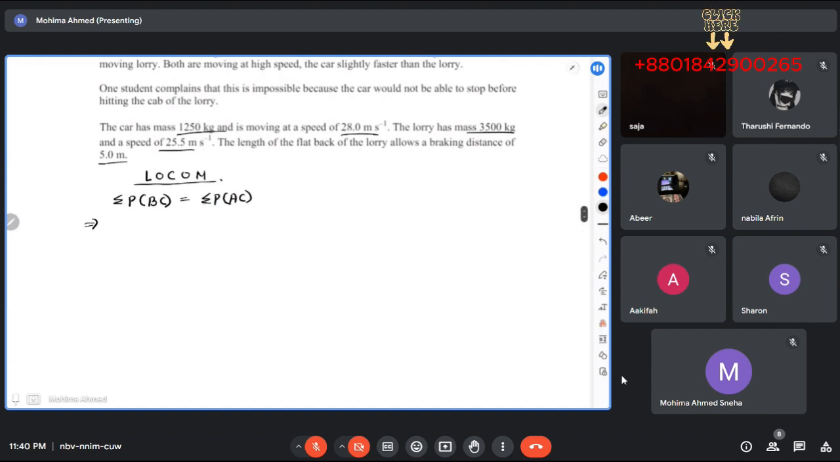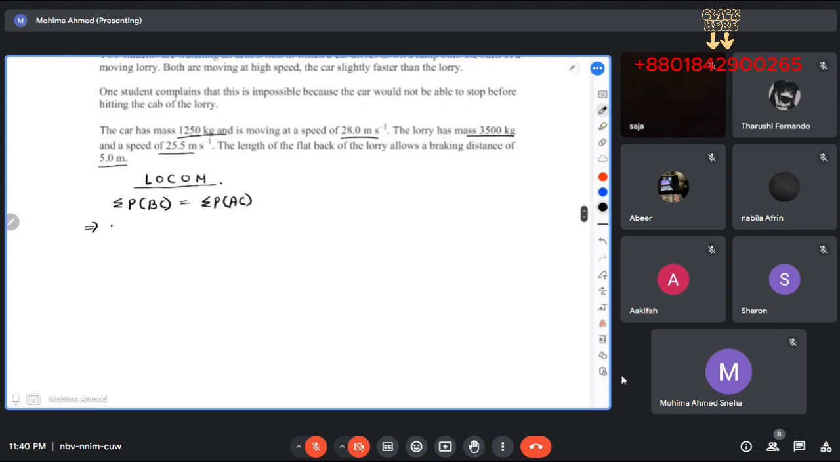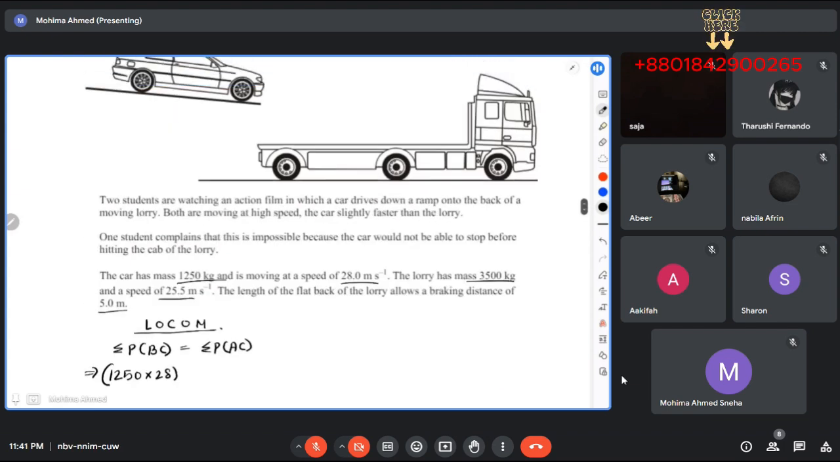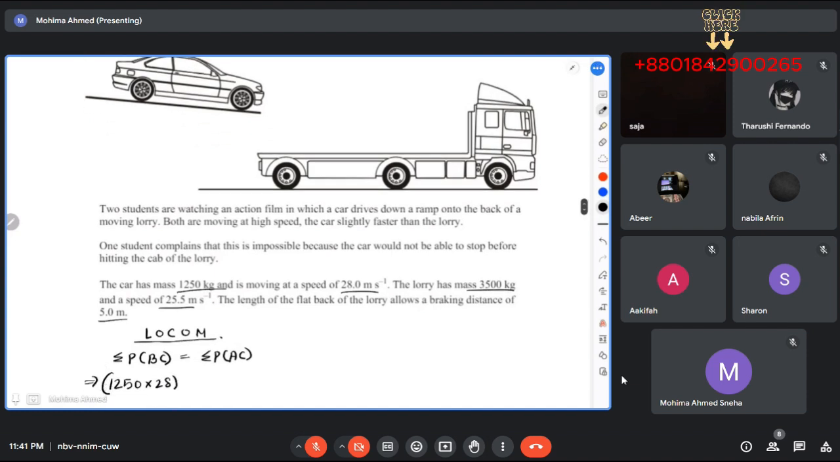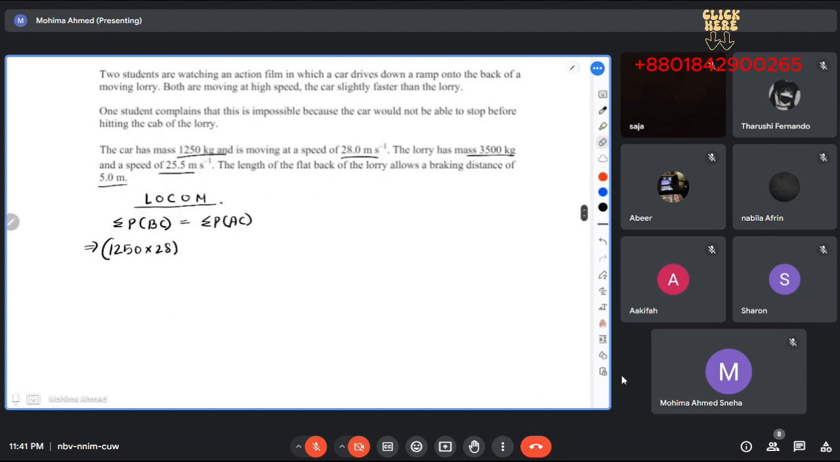The total momentum before collision, you have 1250 multiplied with 28. They were both moving in the same direction, and even before and after the collision, they're always moving in the same direction. So, in this type of situation, you don't need to assign any direction as positive or negative because this is not for double motion momentum, this is for just single motion momentum.